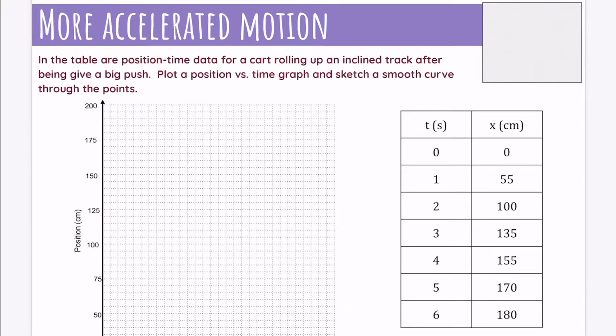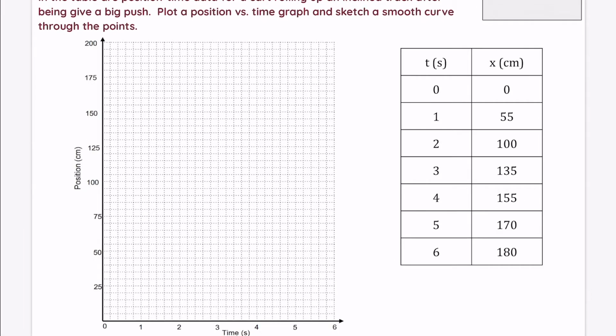So what we're going to do is take our points that are given and start sketching them. So we have 0, 0. And then at 1 second, the cart was at 55 centimeters. And I like to make points or just marks here because sometimes I get lost looking for the right line. All right, and so at 2 seconds at 100 centimeters. At 3 seconds, the object was at 135 centimeters. And then at 4 seconds, the object was at 155 centimeters.